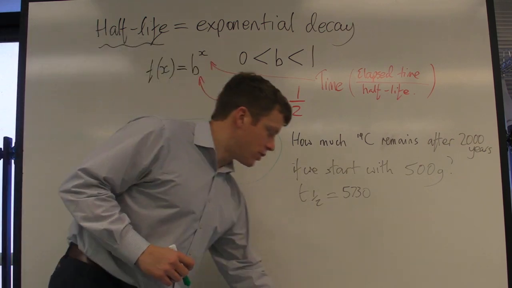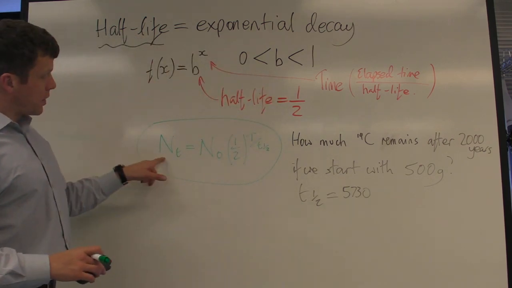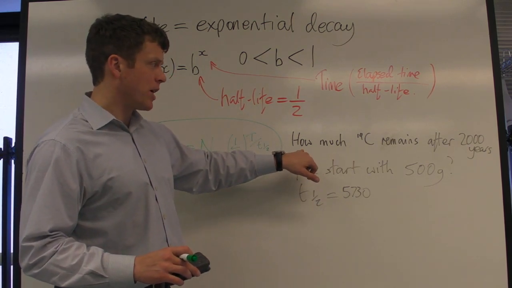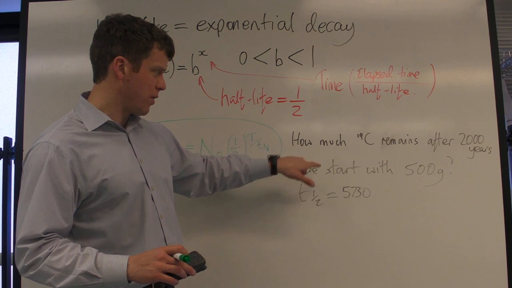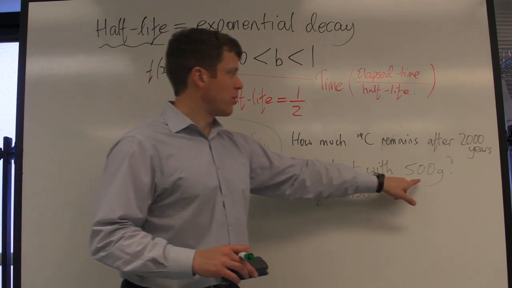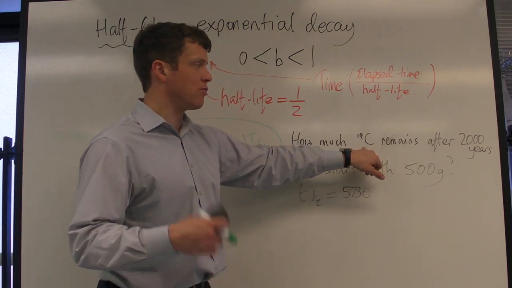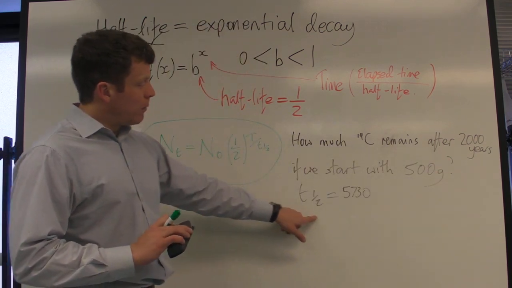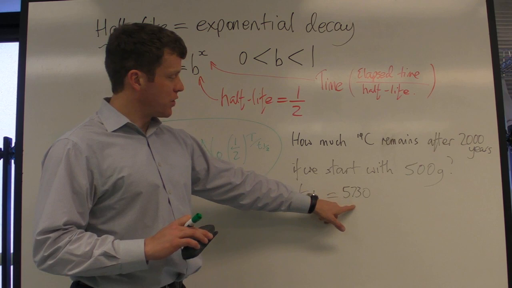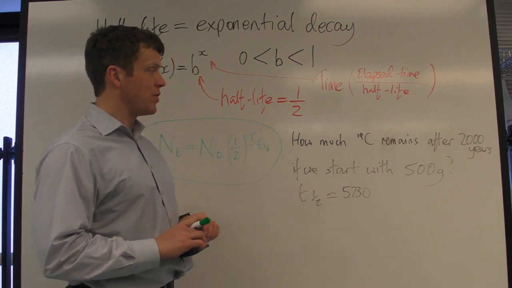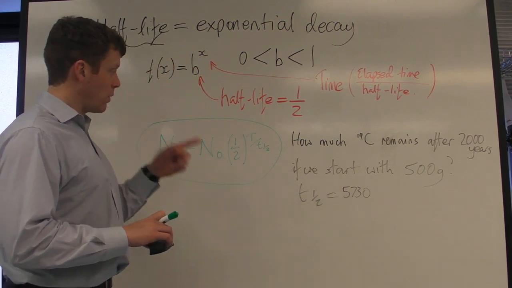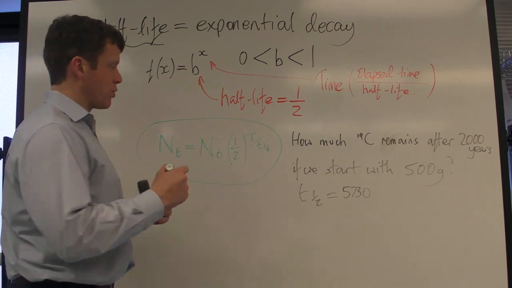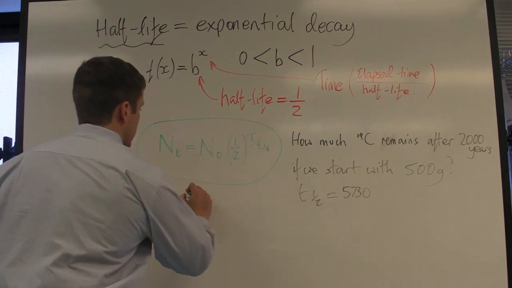So then what we'd have to do is plug the numbers in. For example, with this problem, it tells us that we start with 500 grams, we're dealing with carbon-14, which is radioactive. So how much would we have after 2,000 years? We would need the half-life for that, which is 5,730 years, give or take. So what we do is plug in all the numbers and then solve, which we'll do really, really quickly.